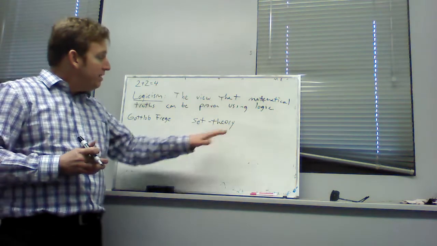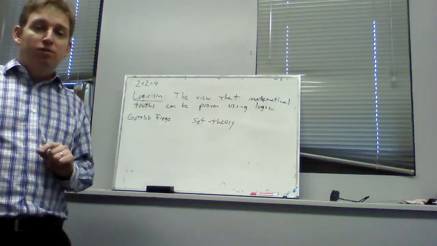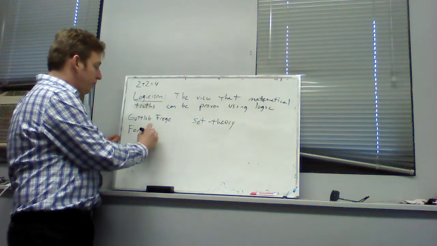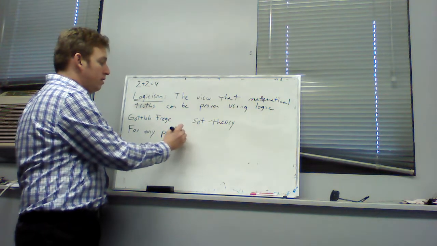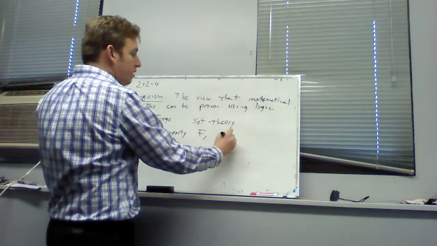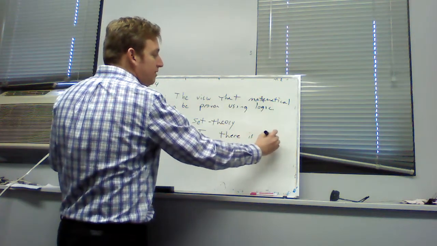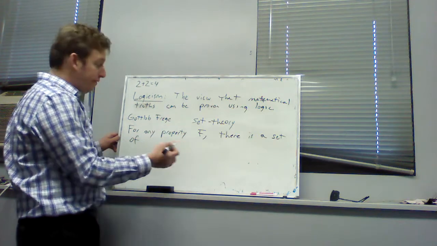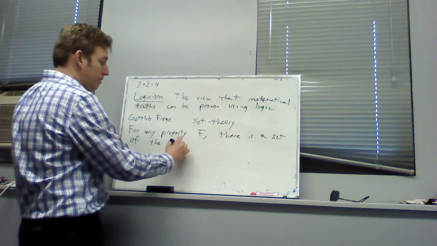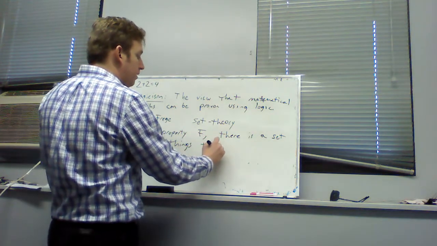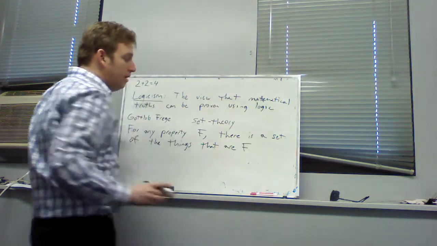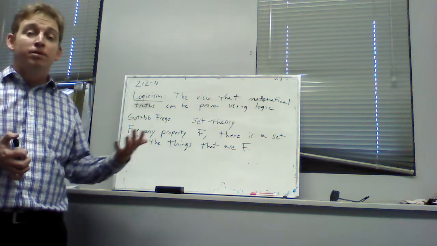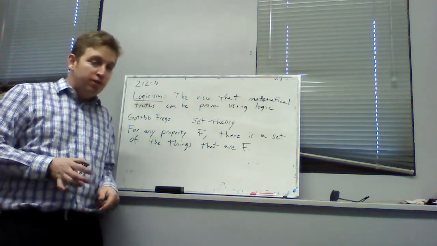And Frege used this set theory to prove mathematics, but in order for him to do that, he needed it to be true that for any property F, there is a set of the things that are F. So for instance, for the property of being an eraser, there's a set of all the erasers. For the property of being a number, there's a set of all numbers. And so on and so forth.